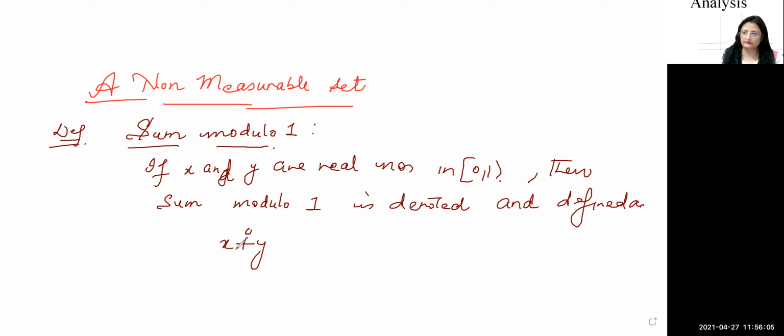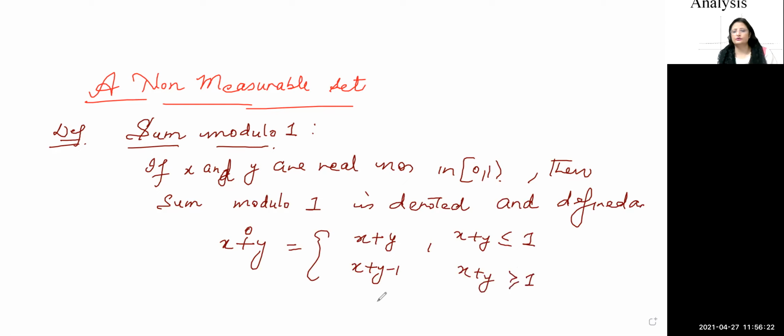This is how we will denote it, and how will we define it? It will have the two values. The one is x plus y and the other is x plus y minus 1, when x plus y is less than or equal to 1 and if x plus y is greater than or equal to 1. It will have the two values, sum modulo 1.